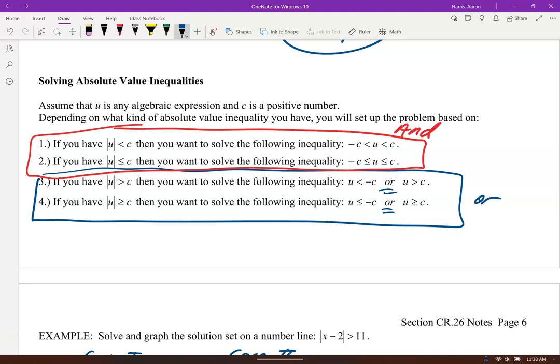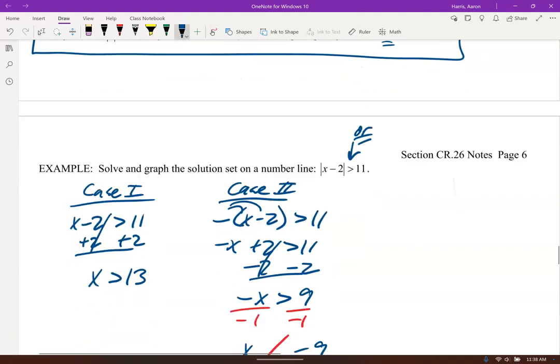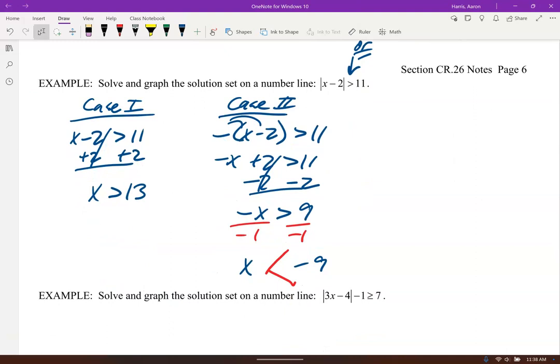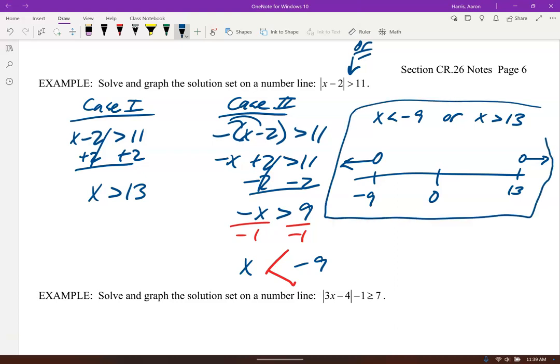So we're an or because we had a greater than. So this will be an or scenario. So here's how we write our answer. We'll say x is less than -9 or x is greater than 13. And we could graph both of those if we wanted to. Here's our -9. I'm strictly less than. And then I'm up here at 13 and I'm greater than. So I'm less than -9 or greater than 13. And there's our graph of our solution.